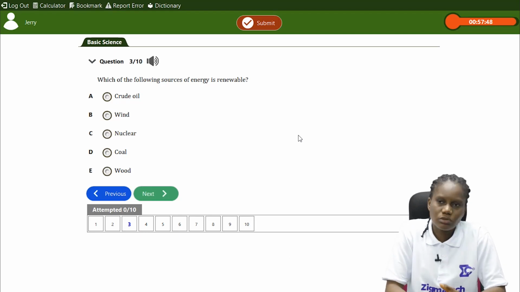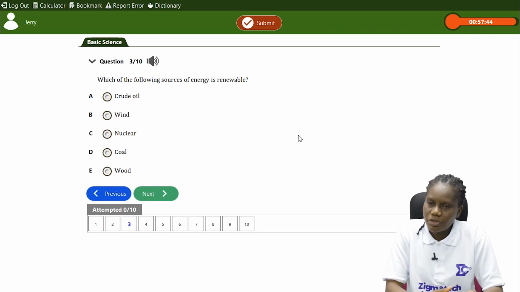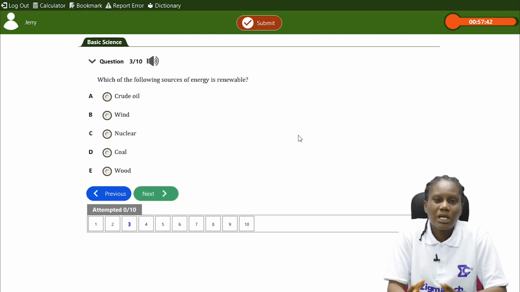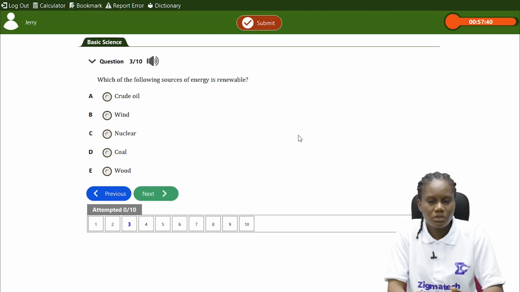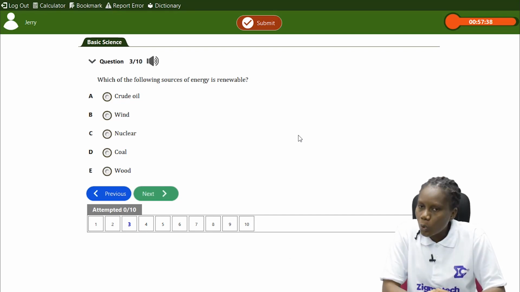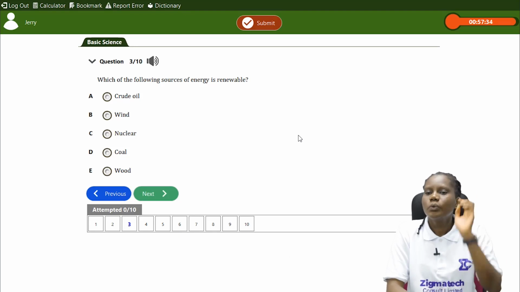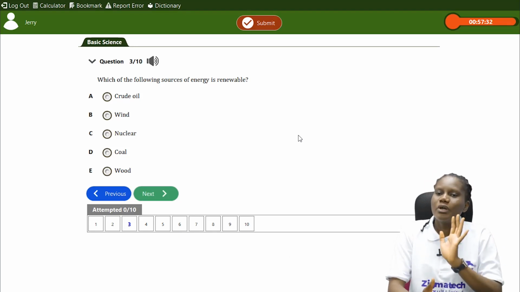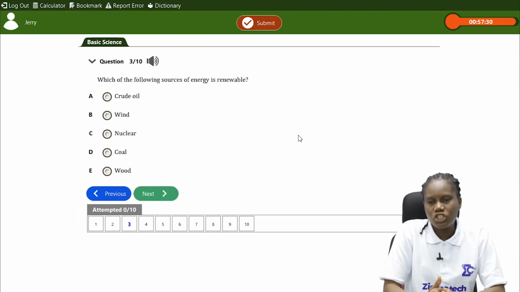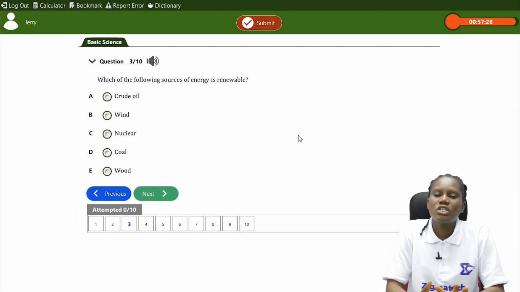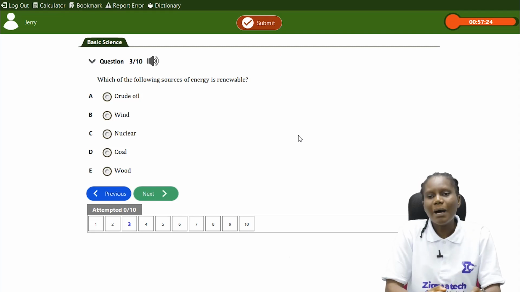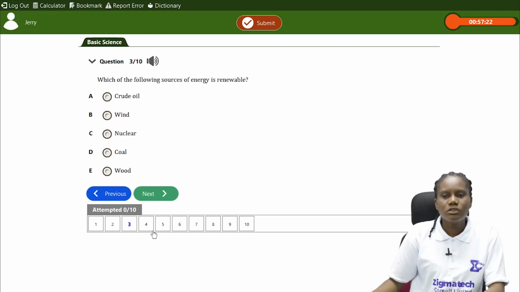Wind, we're coming back to this. Let's go to nuclear. Nuclear is radioactive, so it is gotten from radioactive materials, so it is a non-renewable source of energy. D, coal. Coal also is a non-renewable. So the right answer here is our wind. Wind is a source of renewable energy. So you can tap into the power of the wind using your wind turbine.